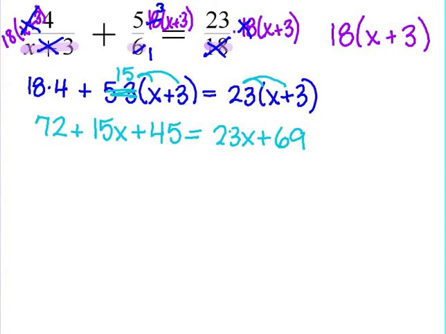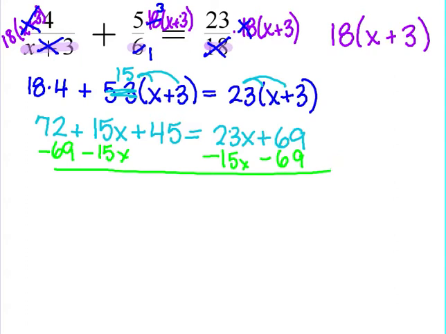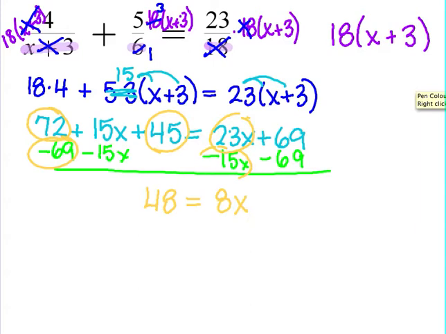I need to get all my numbers to one side and all my variables to the other. So I'm going to move the 69 to the left, and I'm going to move the 15x to the right. On the left, the things I'm going to combine are 72, negative 69, and 45. What does that give me? 48. On the right, 23 and negative 15x gives 8x. So last but not least, what does x equal?